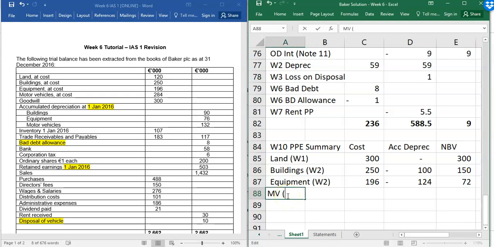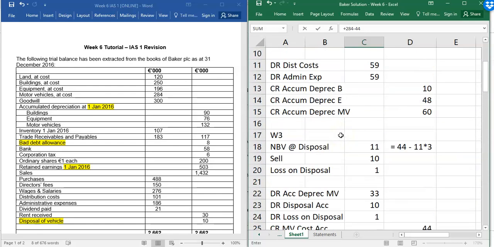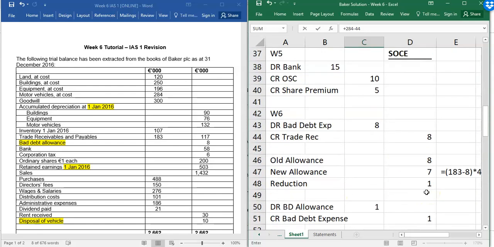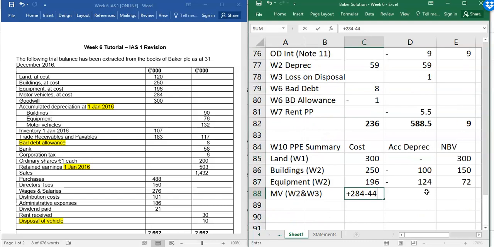Finally, then motor vehicles is working 2 and it's working 3 because you have disposal as well, remember. And be careful here. It's going to be here 284 minus 44. Because remember, we've taken off the disposal. We credited your motor vehicle cost 44. Right, so this is a tricky one. Accumulated depreciation has an opening 132, which is coming from here. However, you want to add back 33.